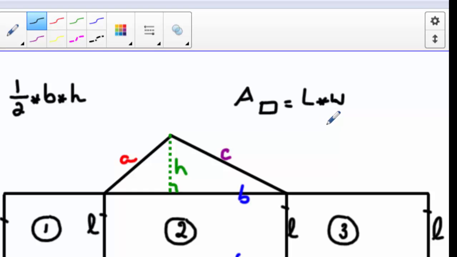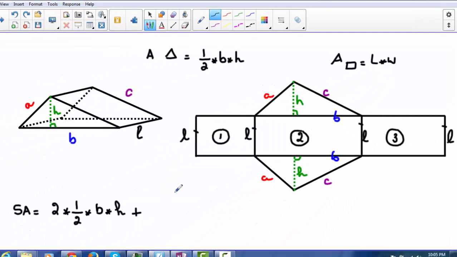The length is the longest one, the width is the shortest one. So the longest one here, this one. What about this line? Actually, this line is exactly the same as this one, because when we close it, it has to match. So this is like A. In this case, A times L.